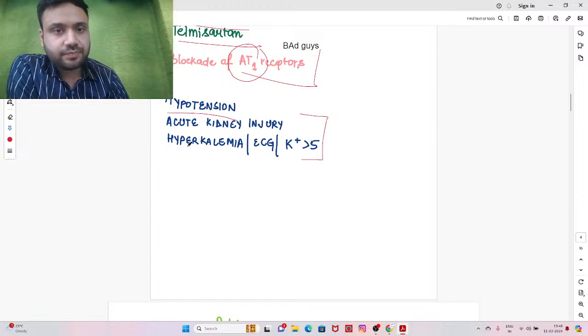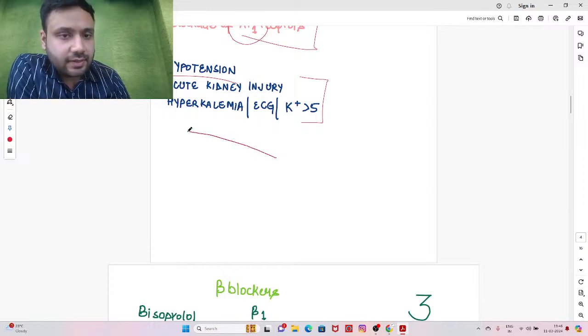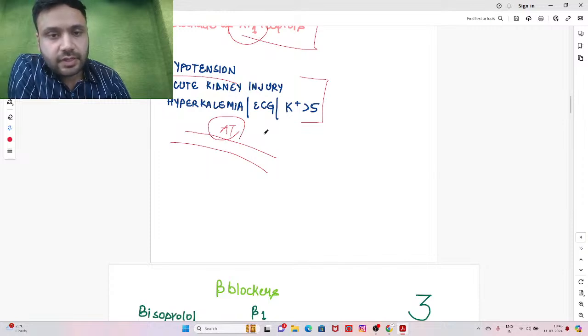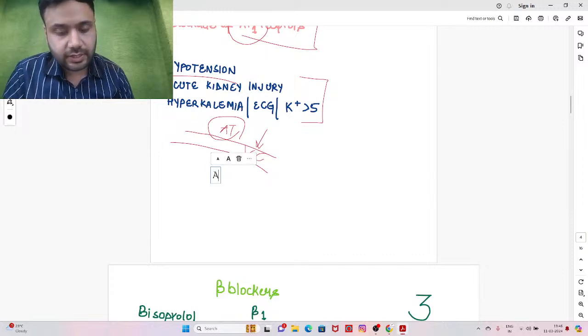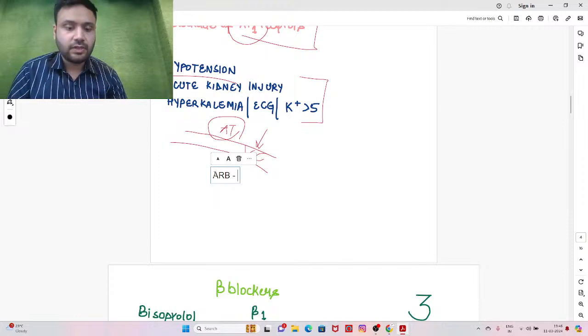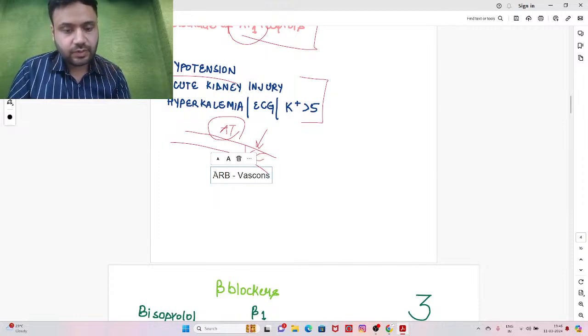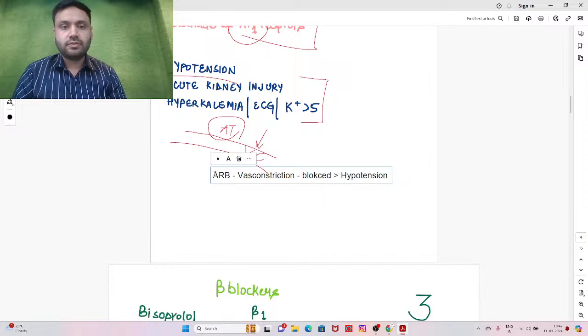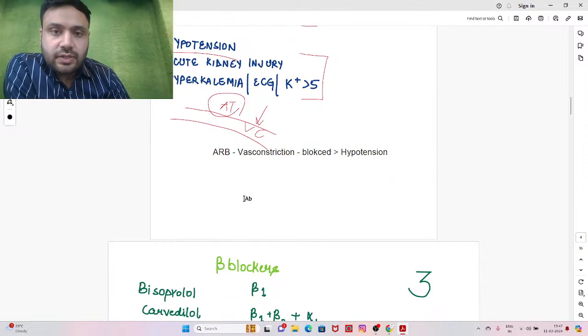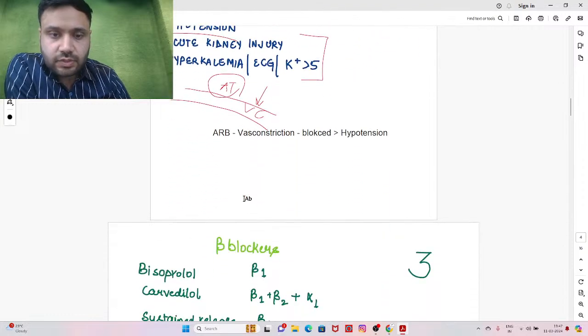We'll discuss hypotension here. So, in a blood vessel, there are AT1 receptors. These AT1 receptors cause vasoconstriction. Once you give an angiotensin receptor blocker, which is ARB, the vasoconstriction will be blocked. So what would it lead to? Hypotension. Yes. So I think I've covered these drugs, and we will move on to the next category.